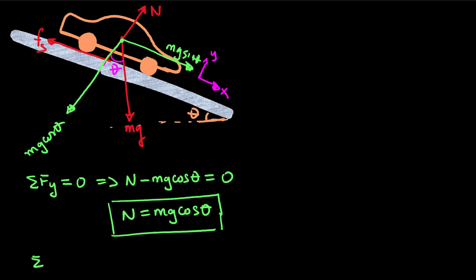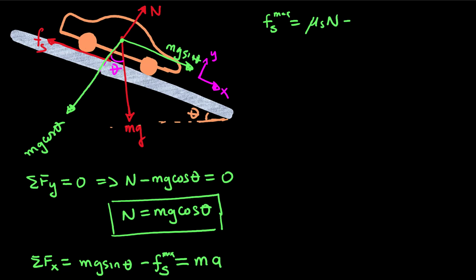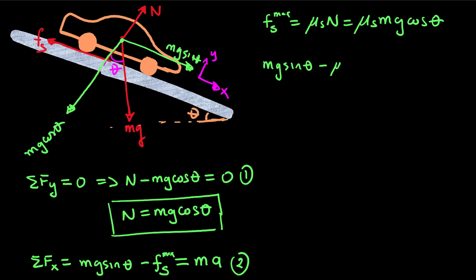So let's sum the forces along the x direction. This is going to be equal to mg sine theta minus F s, and all of this is equal to ma because the acceleration is along the x direction. But this is F max. Now, by definition, F max of s is equal to mu s N, which is equal to mu s mg cosine theta. So all we have to do at this point is to substitute the expression for the static friction back into our equation number 2. If we do that, we will have a very beautiful equation given by mg sine theta minus mu s mg cosine theta equal to ma.